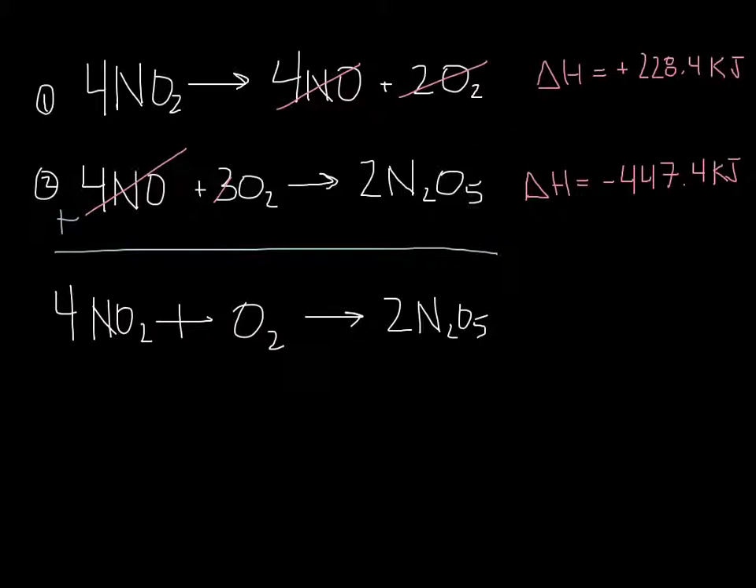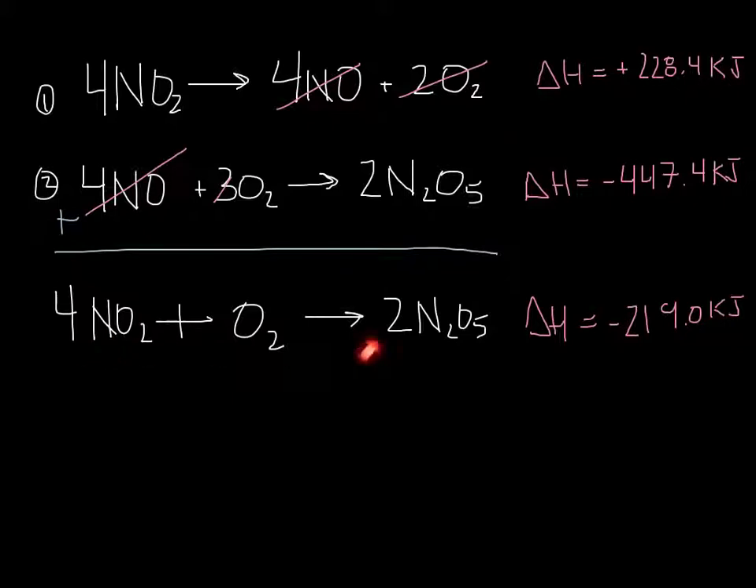So overall, how much energy change would there be? What would the overall enthalpy be? Well, you just add those two together. So here we see a series of steps that wound up being just this overall reaction. And whether we did it as this step followed by that step, we would wind up with a net change of negative 219.0 kilojoules of energy.